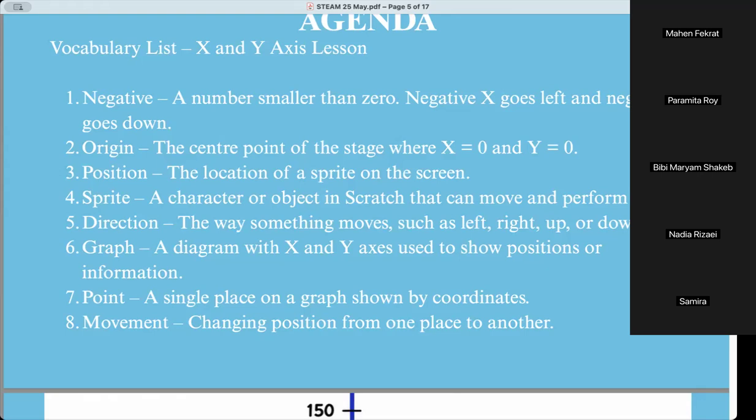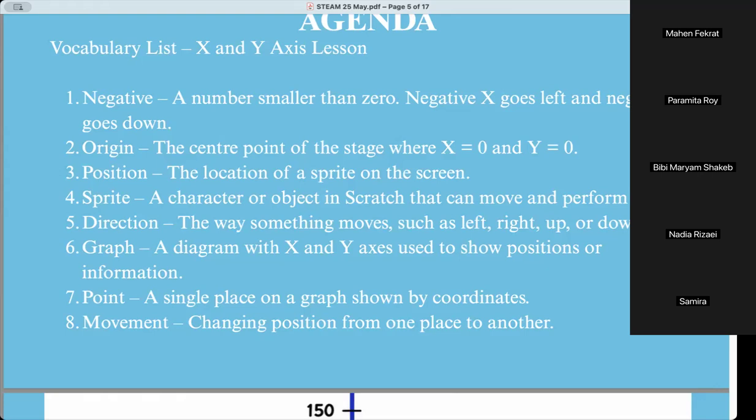Okay, Miss Mahen, it seems you're back. Would you like to read origin, position, and sprite? 3 words for you, Mahen. Okay. Origin, the central point of the stage, x 0 and y 0. Good. Now, stop for a second, Mahen.